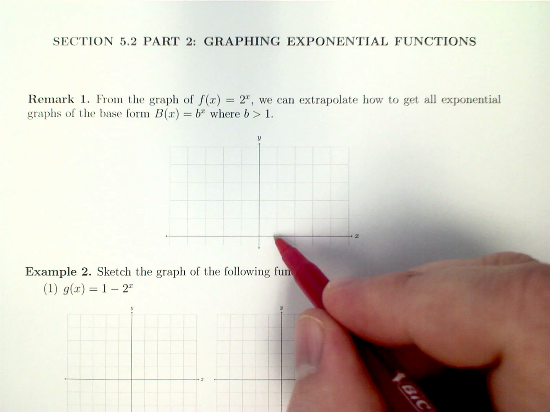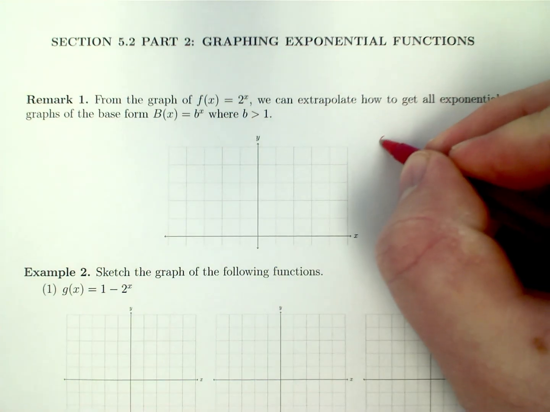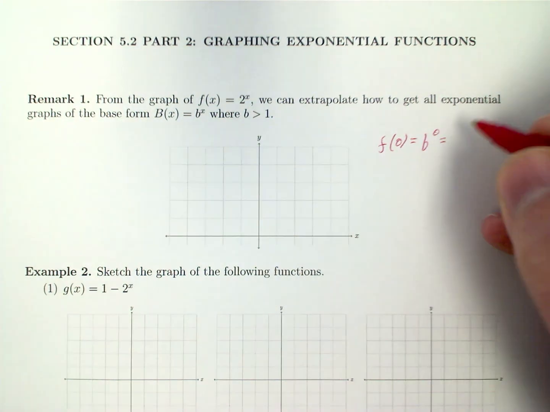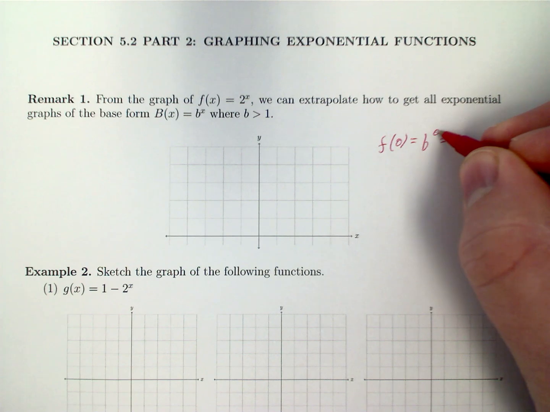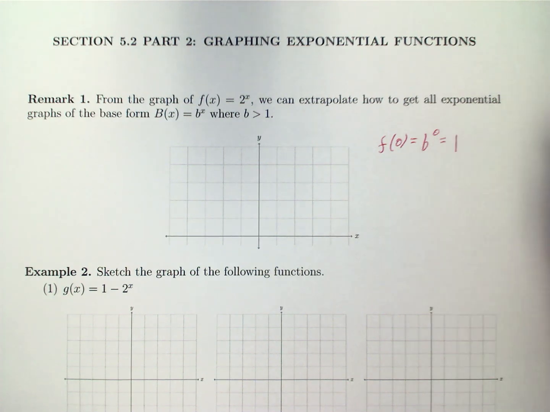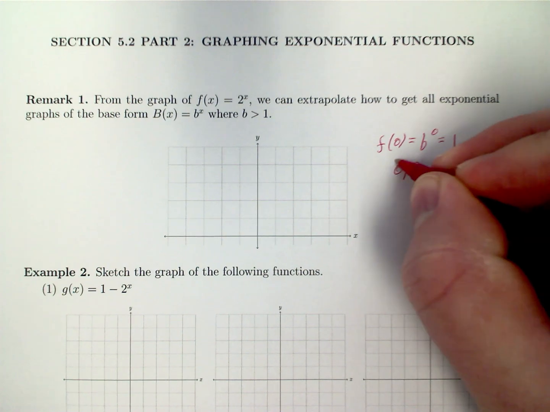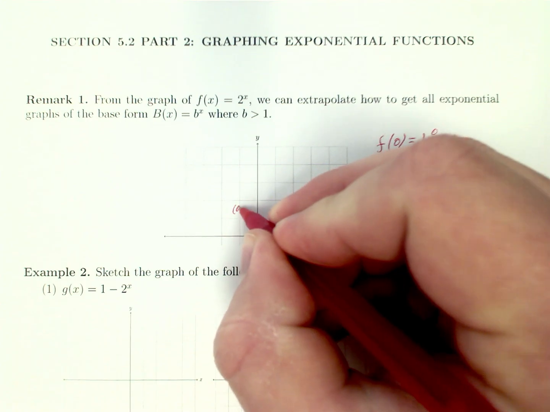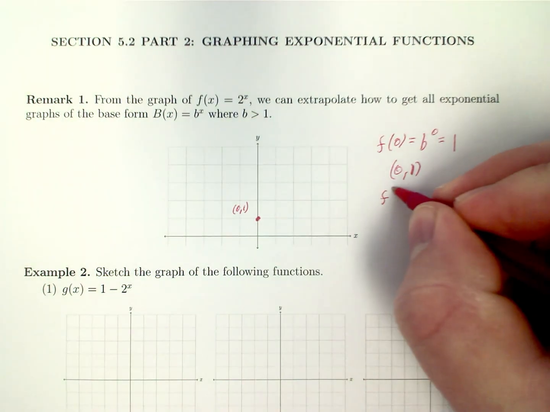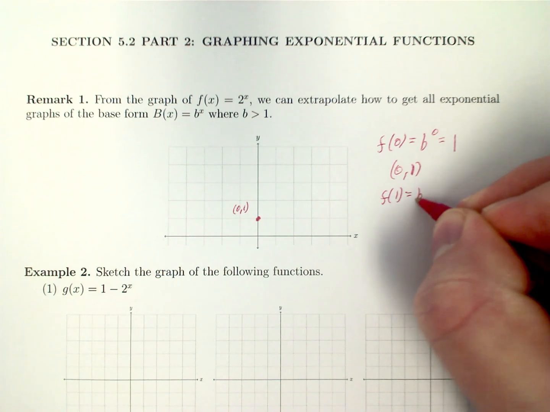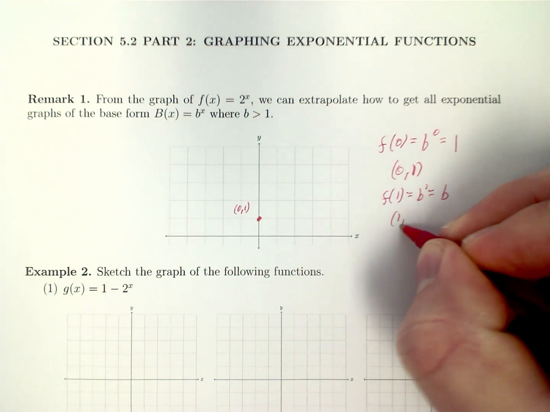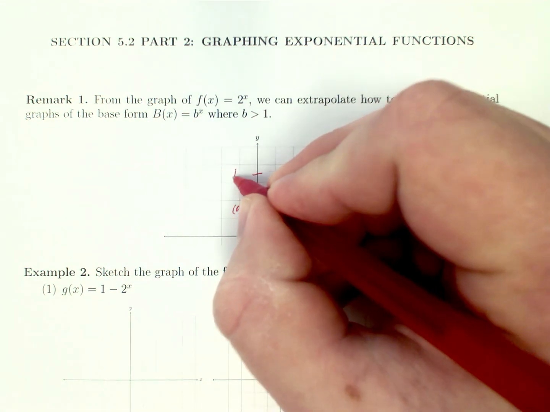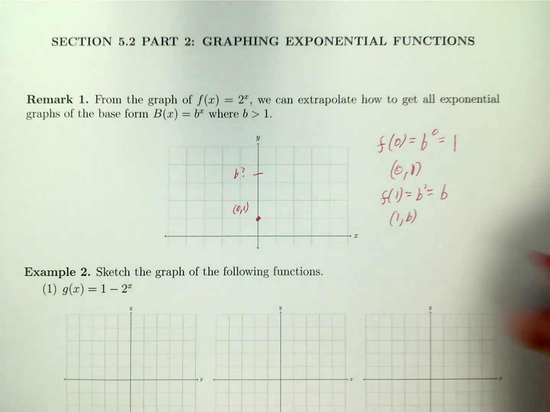As we saw last time, if you plug in 0, b to the 0, as long as b is greater than 1, anything not 0 to the 0 power is equal to 1. So input 0, get out 1. That's true for all of them. And if you plug in 1, you're just going to get back your base. So 1 and then b, wherever b is, however far b is up on that axis.